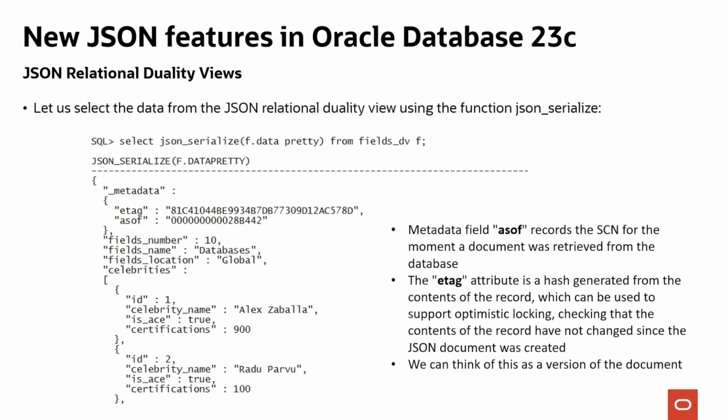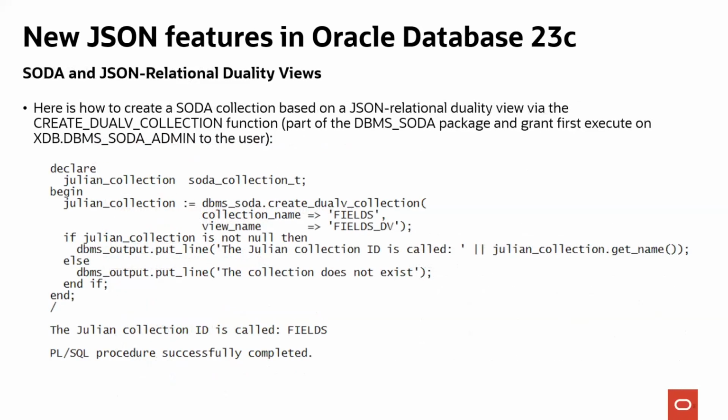You can use it for programming and supporting optimistic locking. You can check that the content of the record has not changed since the JSON document was created, because you don't then want to work with data which was already changed. This is how the data looks. This is for people who are used to JSON documents. If I don't want to work with relational data, this is the way I'm used to. This is a very simple and straightforward implementation of how you can use the JSON duality view.